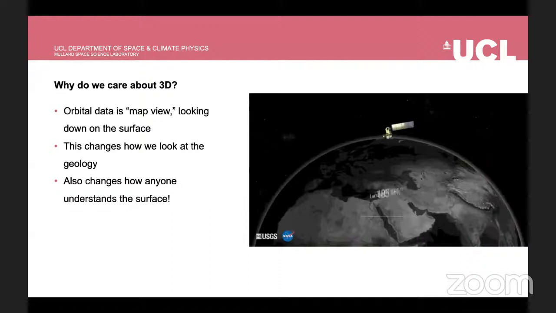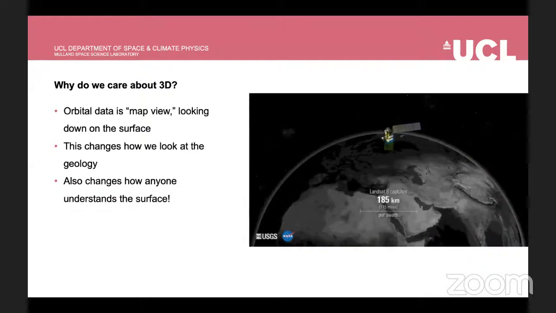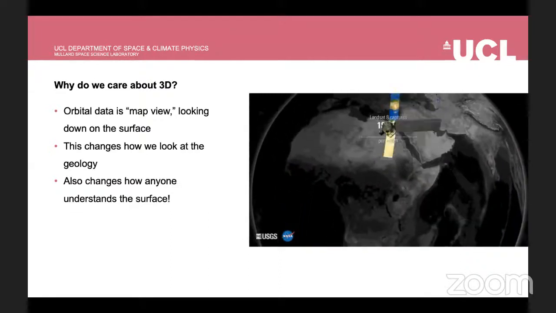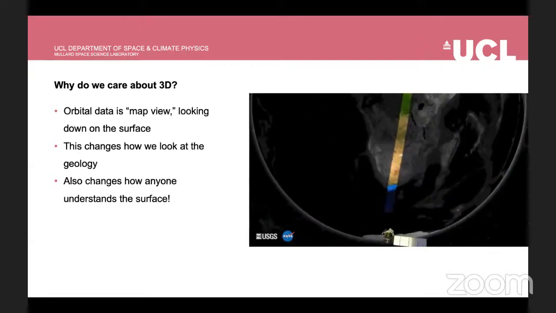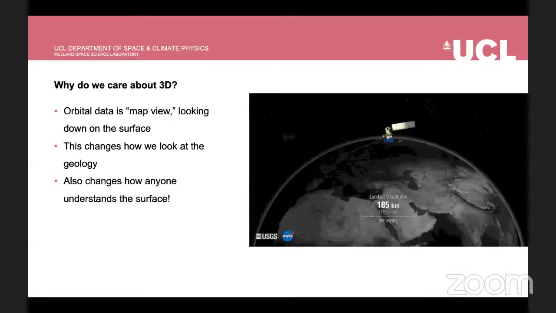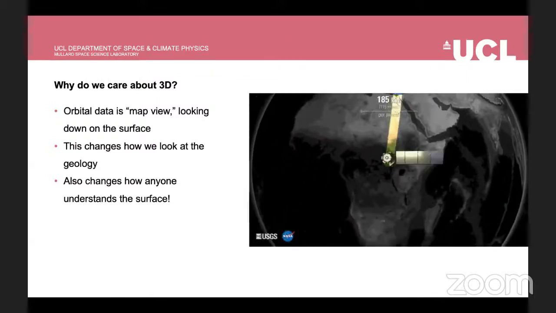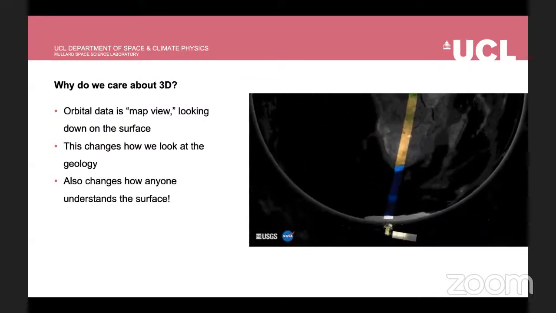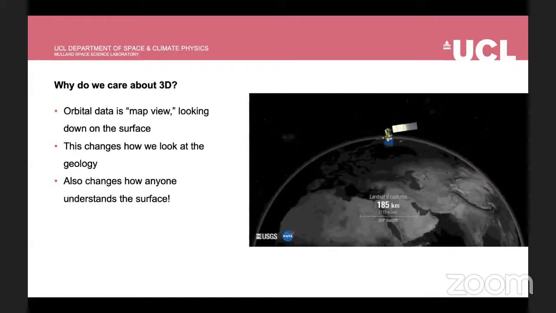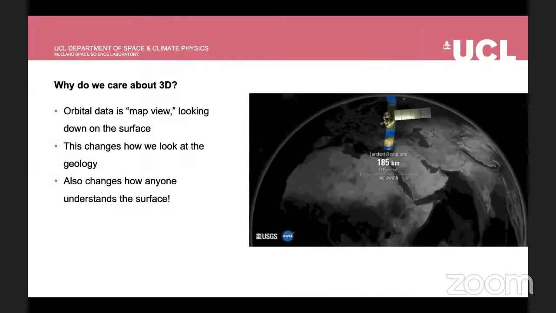So here's a little animation from NASA of a satellite that takes images of Earth, actually. As you can see, these satellites zoom around the planet and then they get a really, really long strip of an image. And these images cover a really wide area. And so this is what we have to understand the geology of somewhere.